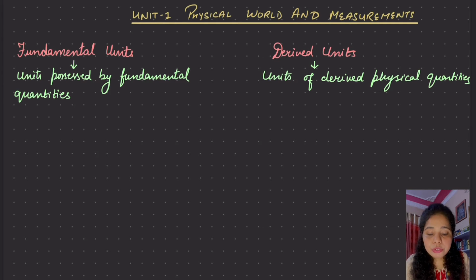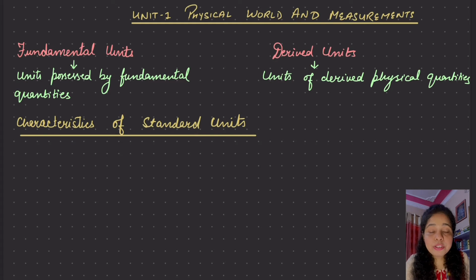When we talk about units, we always talk about the various characteristics possessed by the physical quantities. So we always choose a unit which is a standard unit, and a standard unit has various characteristics. Let us talk about these characteristics. Number 1, it should be well defined. We only say that a unit is a standard unit if it is well defined, that is, if we can give a proper and appropriate definition of that unit.